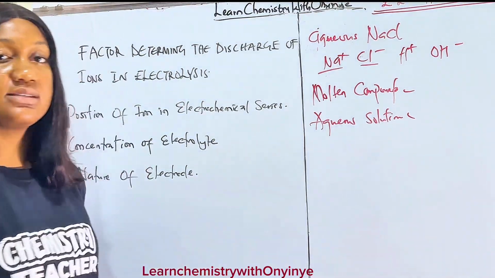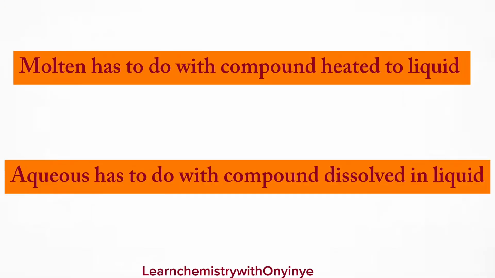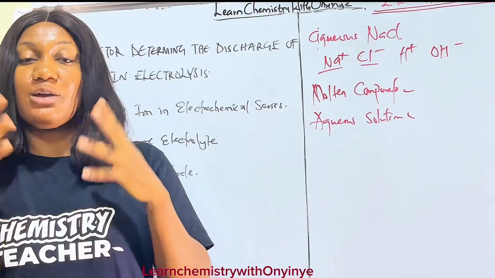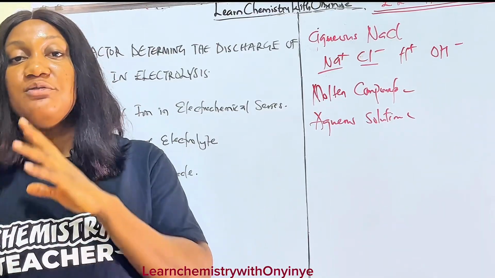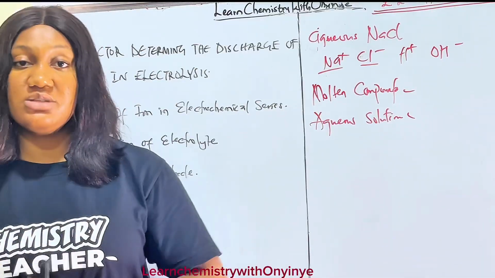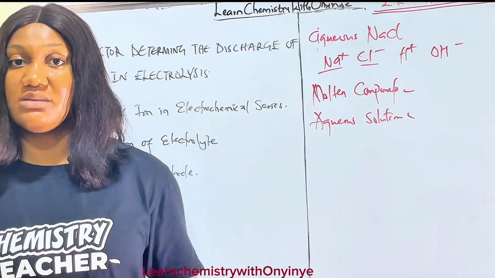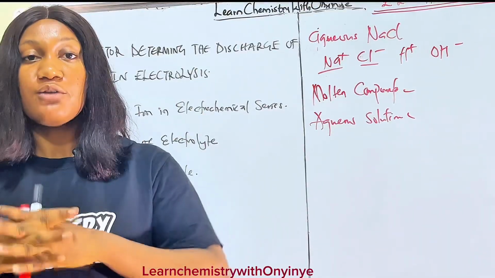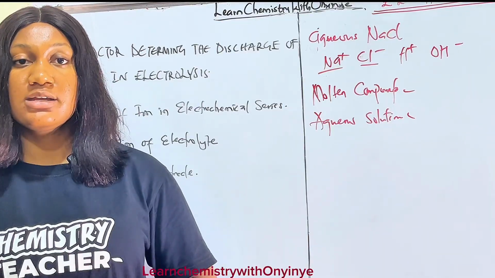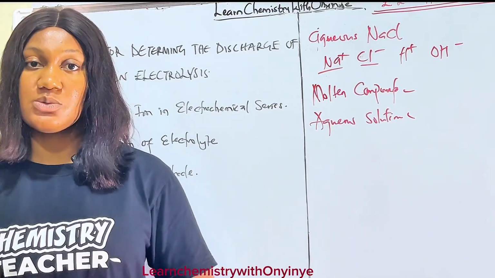Now, do you understand the difference? Molten has to do with a compound heated to a liquid. Aqueous has to do with a compound dissolved in a liquid. So for the molten, you're going to only have those ions that the compound is made up of. And for the aqueous, you're going to have the ions the compound is made up of and the solvent used in dissolving the compound. This is what makes the difference. So if you're asked for a molten compound, let's say molten sodium hydroxide, what will be discharged at the cathode?